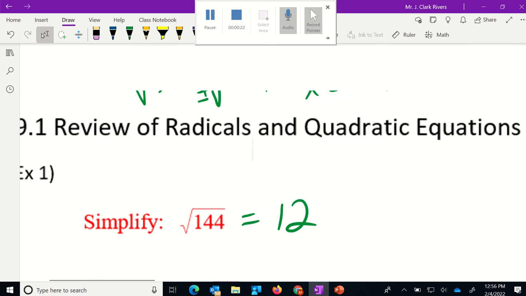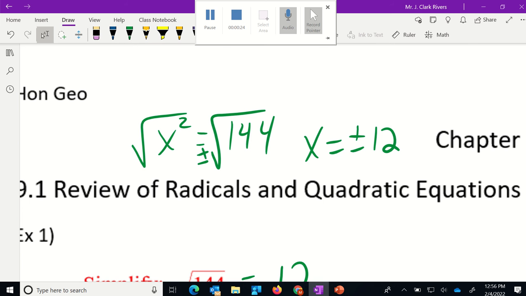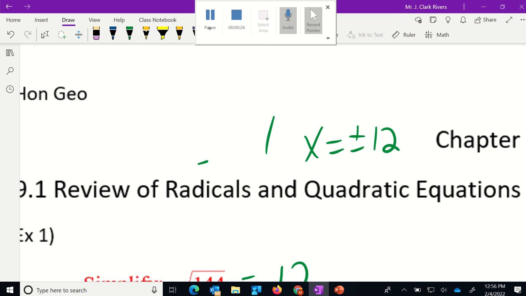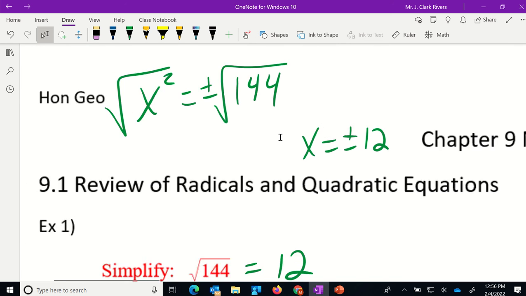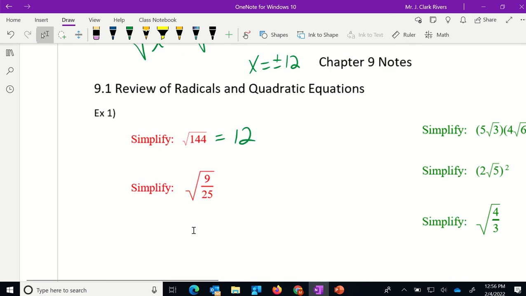Now, if we are solving for a variable, like if we had x squared equals 144, we would take the square root of both sides, and then we would throw plus or minus in front. So x would equal plus or minus 12, but we were not solving for a variable here. On to the second problem.